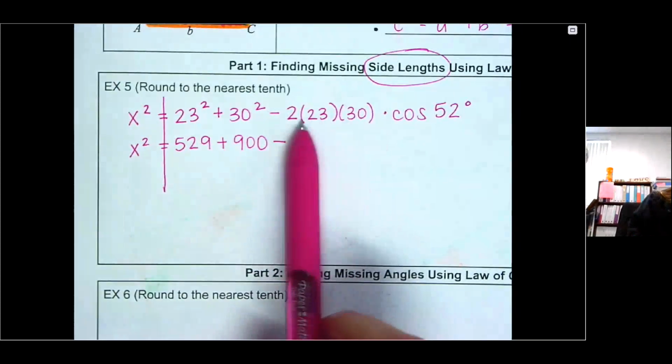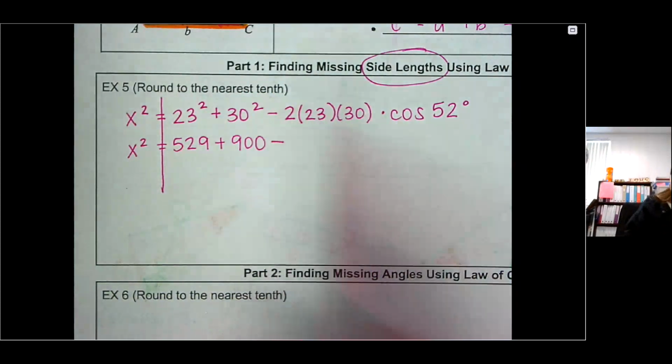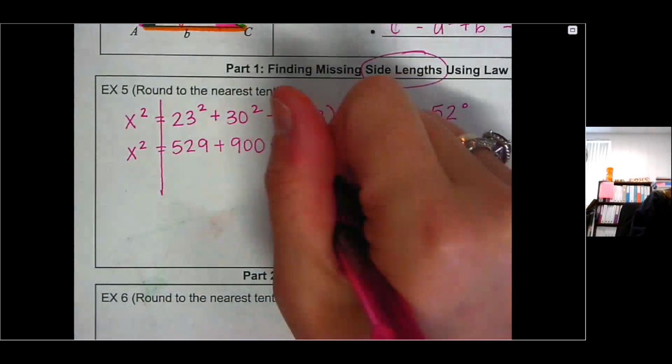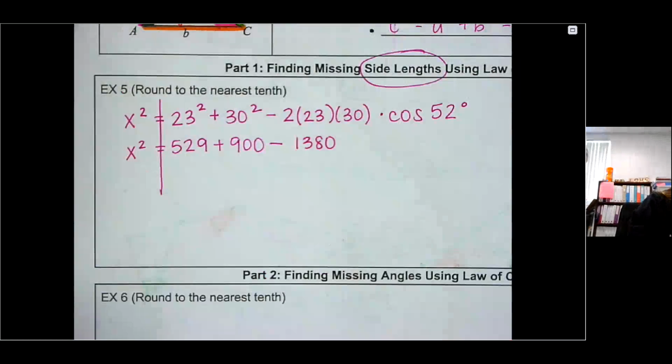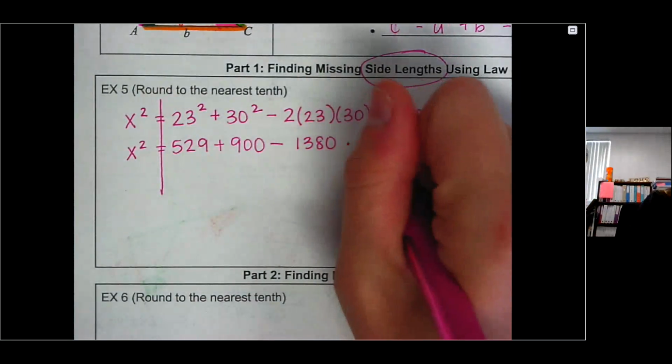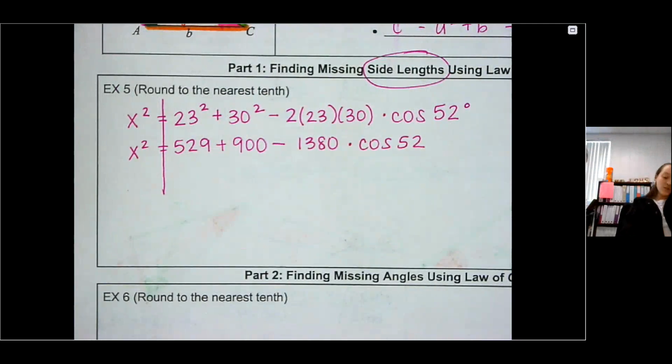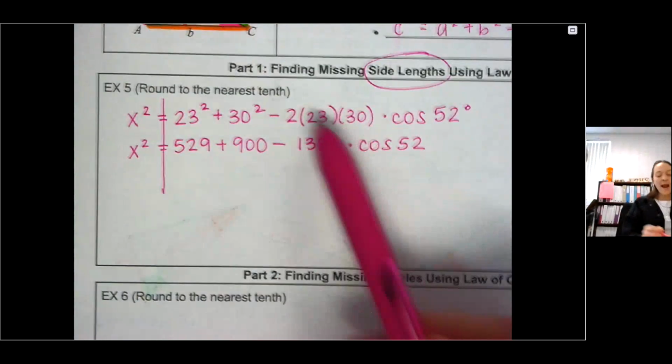minus, now this is just multiplication, so I'm going to multiply these numbers right here. So 2 times 23 times 30 equals 1,380 times the cosine of 52. So far all I did was do those squared numbers and then multiply.